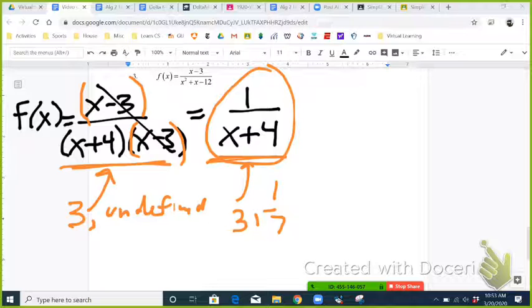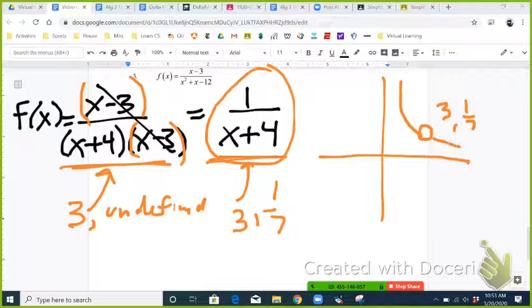So that's why you cancel out the common factor, and plug in that value to find the hole in the simplified version. If we were graphing this, it would have the point 3 comma 1/7, and we would use that as part of our graph, but just know that it's undefined there.